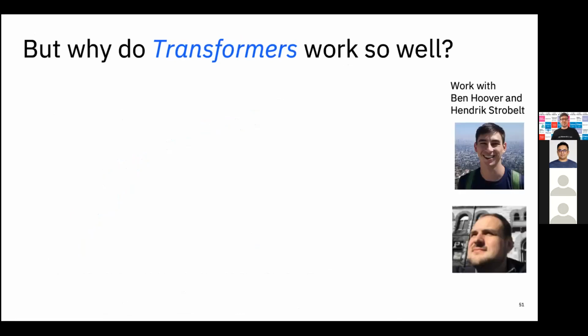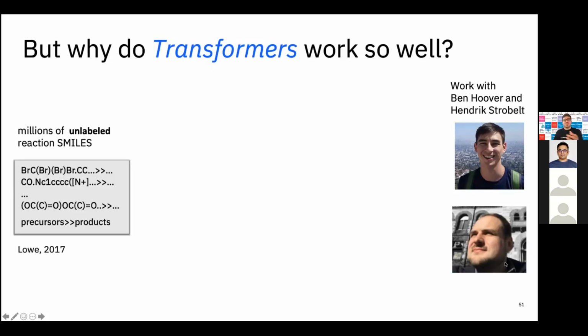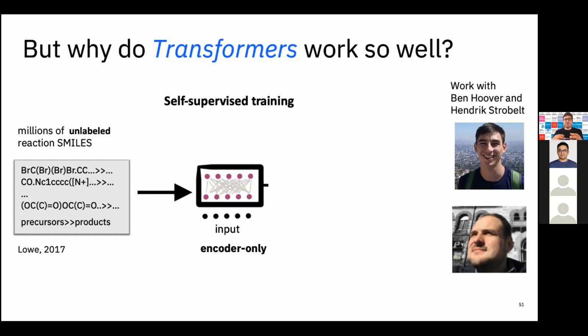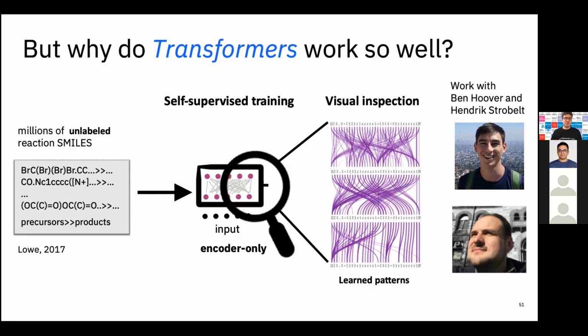The natural question that then arises is, why do transformers work so well in chemistry? And that's when I teamed up with Ben Hoover and Hendrik Strobelt from the IBM MIT lab in Cambridge. What we did is to train a reaction transformer model just on this reaction corruption task on millions of unlabeled reaction SMILES. And then we applied visual inspection to investigate what the model had learned from these reactions.